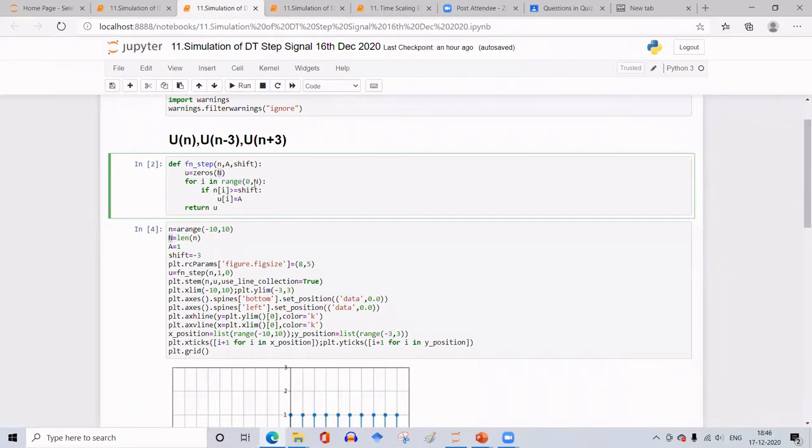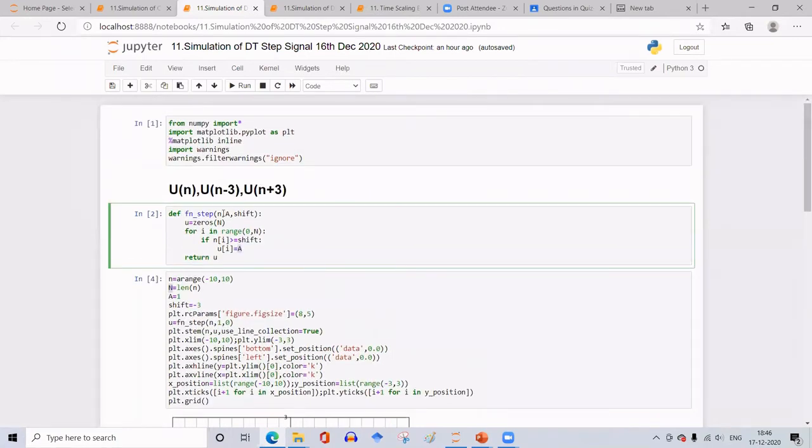Then for i in range 0 to capital N, if n of i is greater than or equal to shift, replace u of i with a. And when all this is over, you just return the u. You got it? Wherever t is there, you replace it with n. And instead of taking t is equal to np.linspace, you just take arange and then whatever values you want to take, upper and lower limits for the x-axis, you give it here so that it will arrange n as an array of lower limit to upper limit in steps of 1.